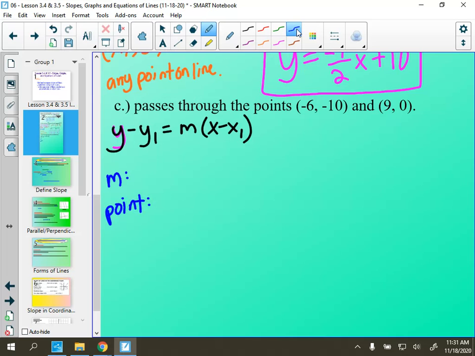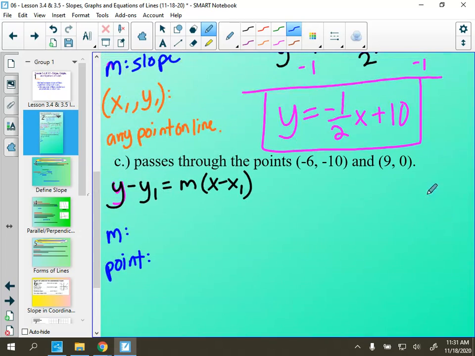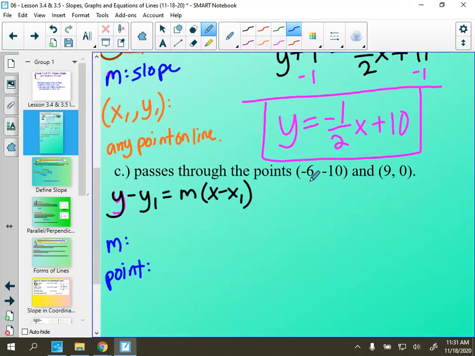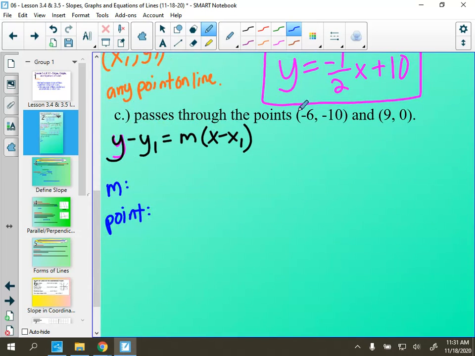Now, I think that second one we actually have. We need to know just any random point on our line. Like the last problem, it was (22, -1). I actually know two random points on my line. I could pick either one of these. We can use either one. I'll pick maybe this first one. Why not? It doesn't matter. We'll call this x1 and y1. And that's the nice part about this form, I could use either one. So that'll be our point. We'll use (-6, -10).